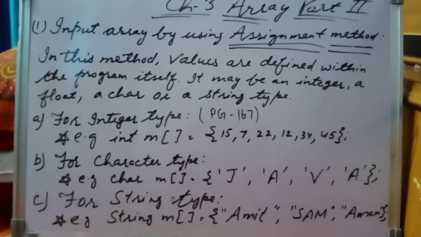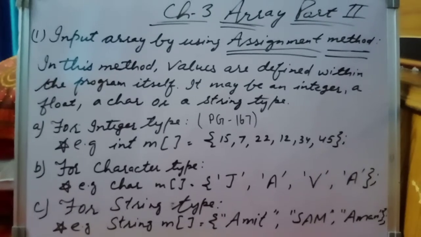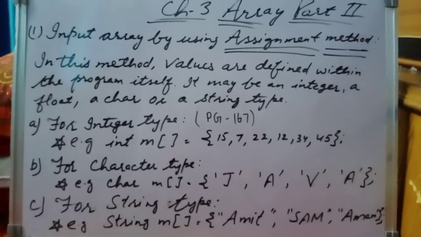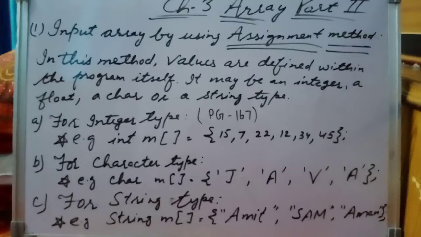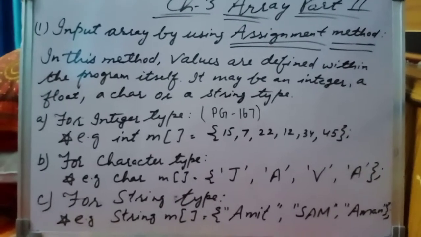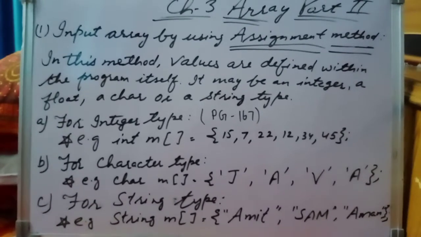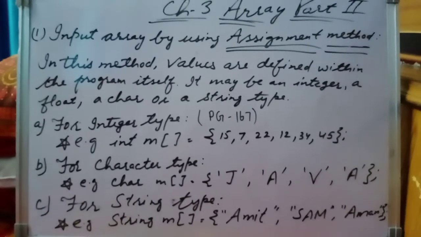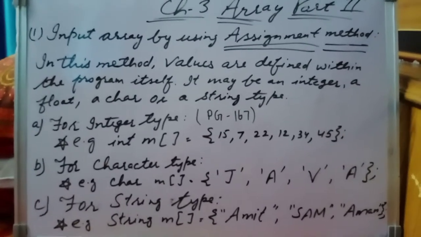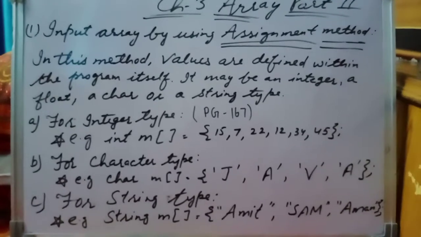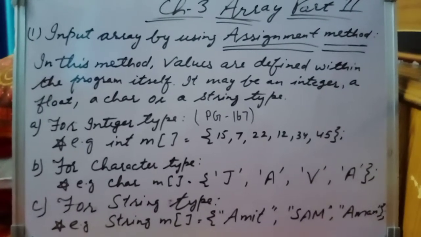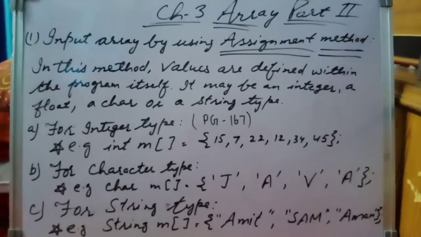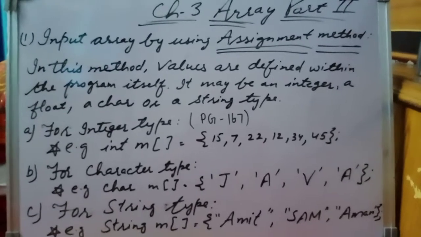So first see for integer type. You can see it on page number 167. Its example is int m[]. The pair of square brackets is called the subscript. So m is a subscripted variable, or an array, which has the integer values 15, 7, 22, 12, 34 and 45.